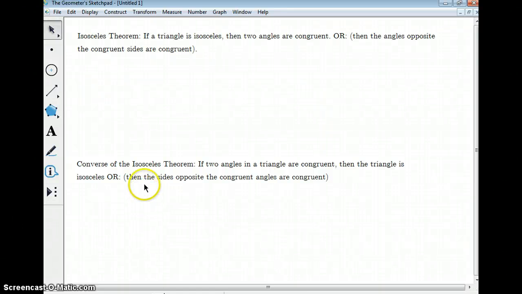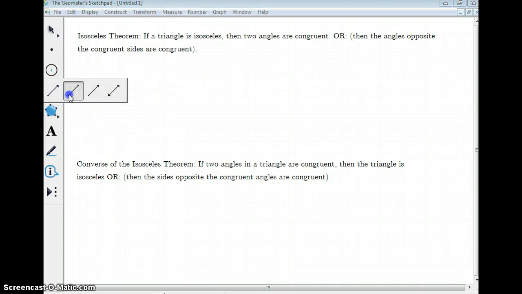Okay, we're going to look at the isosceles theorem and the converse of the isosceles theorem using Sketchpad. So the isosceles theorem says if a triangle is isosceles, then two angles in the triangle are congruent. Or it can be a little more specific and say if a triangle is isosceles, then the angles opposite the congruent sides are congruent.